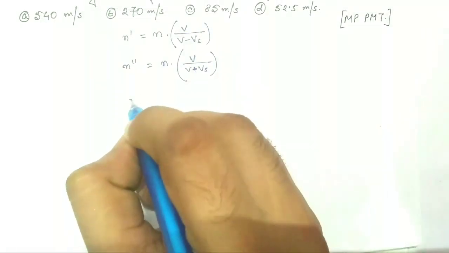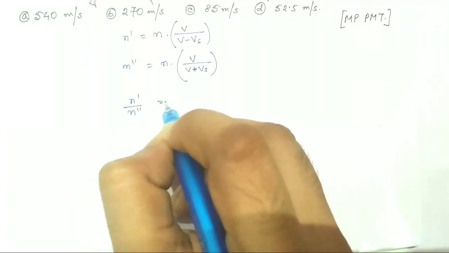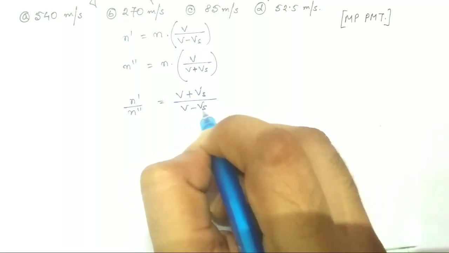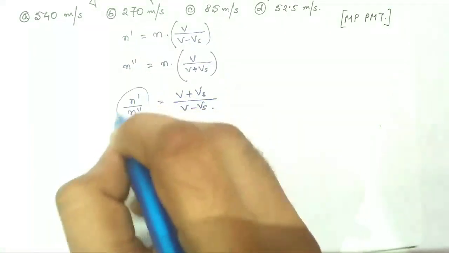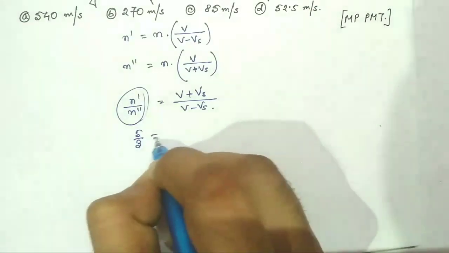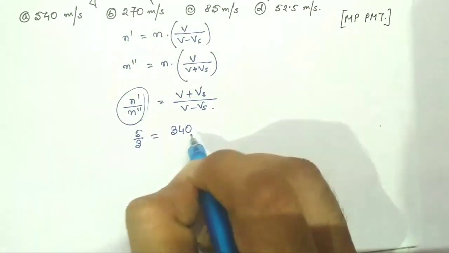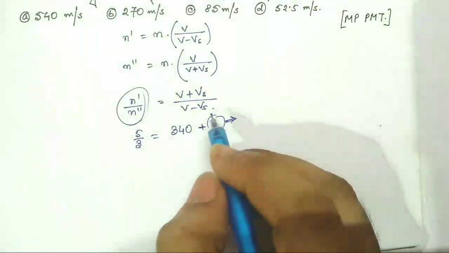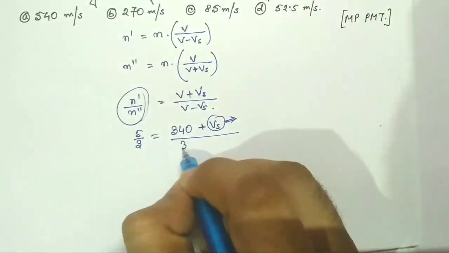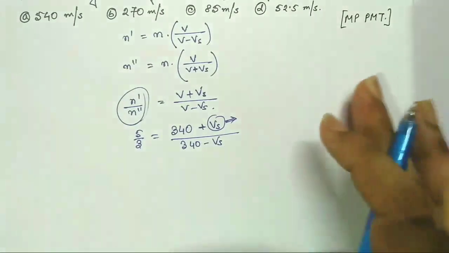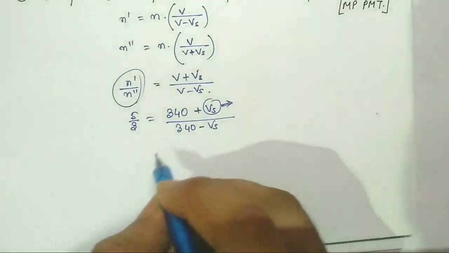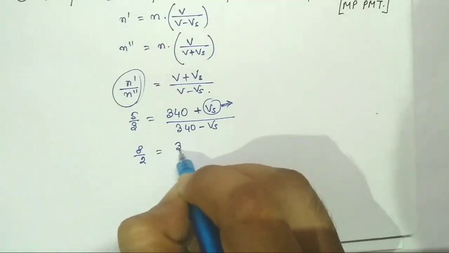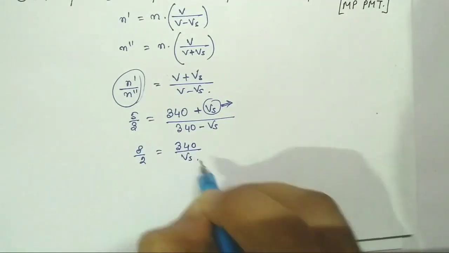Now take the ratio n prime divided by n double prime. This will give you (V plus Vs) divided by (V minus Vs). So this ratio is given in the question, 5 by 3, equal to (340 plus Vs) divided by (340 minus Vs), where Vs is the velocity of the engine that is asked. Now using componendo dividendo we can write from here 8 by 2 equal to 340 by Vs.